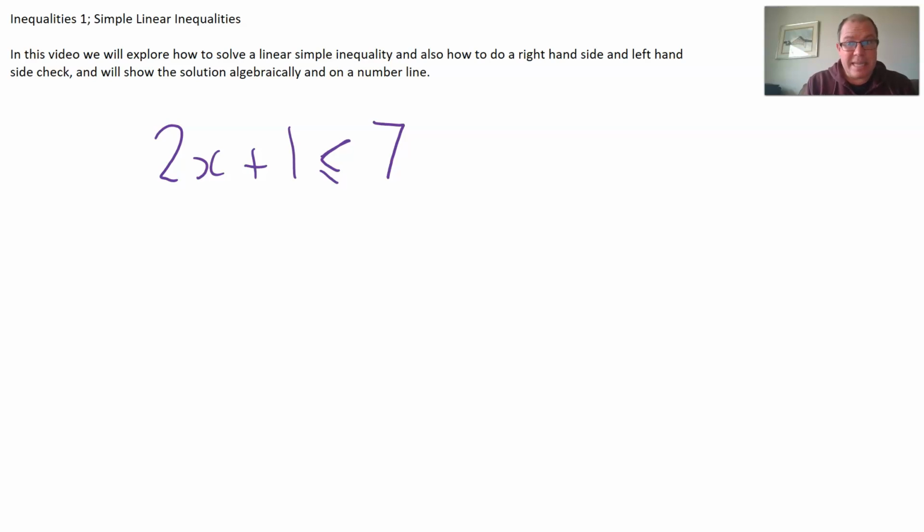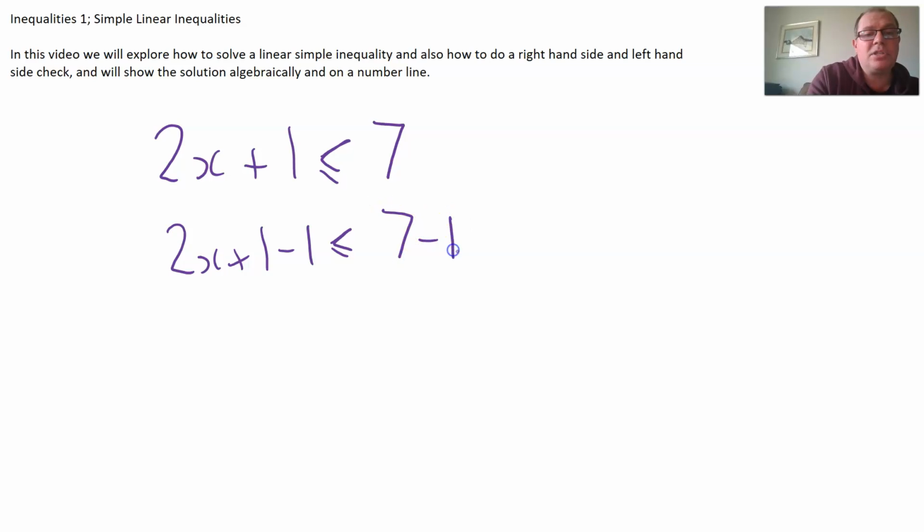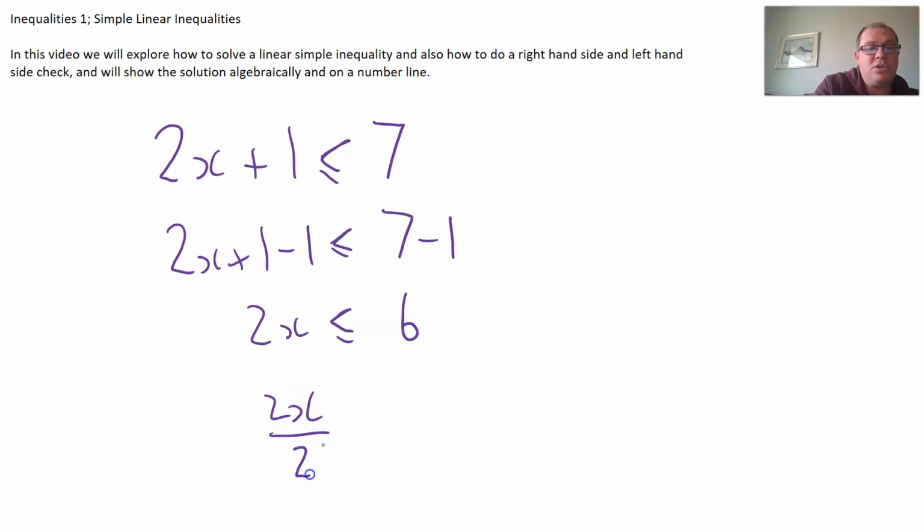So if we were solving this as an equality, we would subtract 1 from both sides. So we're going to do exactly the same thing. So I'm going to subtract 1 from both sides. So copy down the left-hand side, put a subtract 1, keep the less than or equal sign, and put a subtract 1 on the right-hand side, and then simplify. So I've got 2x is smaller than or equal to 6. Now I want to get rid of the multiplying by 2, so I'm going to divide both sides by 2. So if I divide the left-hand side by 2, 2x divided by 2 is going to change to an x, and if I divide the right-hand side by 2, 6 divided by 2 is going to change to a 3. So I end up with the answer of x is less than or equal to 3.